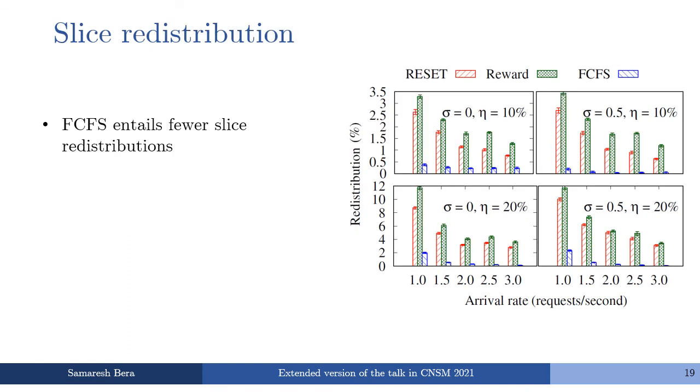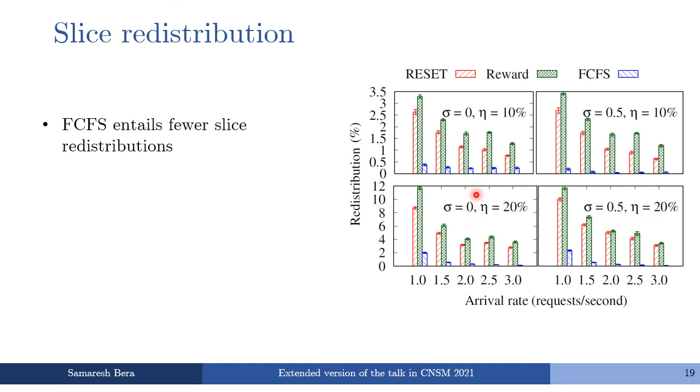Further, we also compare the percentage of slice redistribution using three different schemes. One is the proposed scheme, and the two benchmark schemes, reward and FCFS. In the x-axis, we have arrival rate, that is the number of requests per second, and in the y-axis, we have percentage of slice redistribution in the network. Similar to the previous one, we have 0 penalty with 10% edge cloud, 0.5 penalty with 10% edge cloud, 0 penalty with 20% edge cloud, and 0.5 penalty with 20% edge cloud.